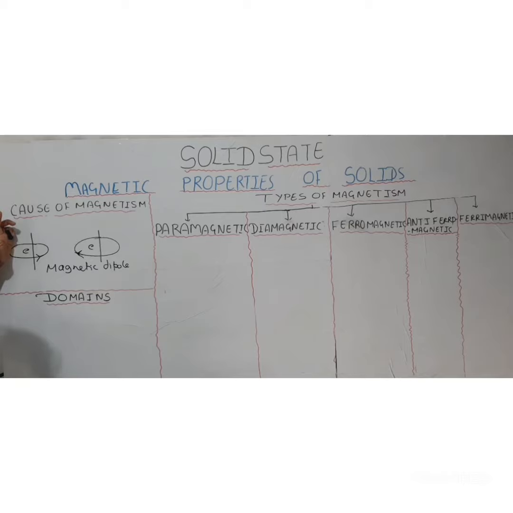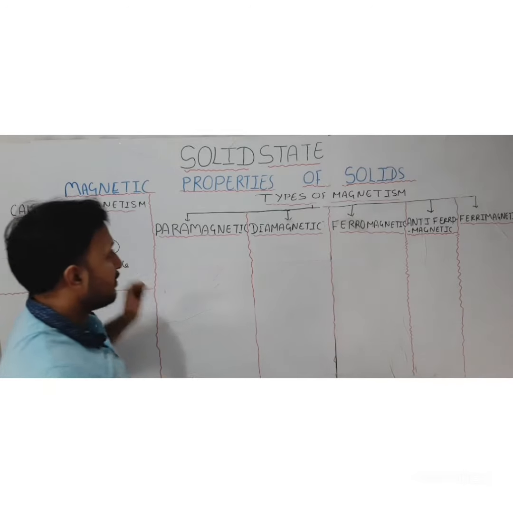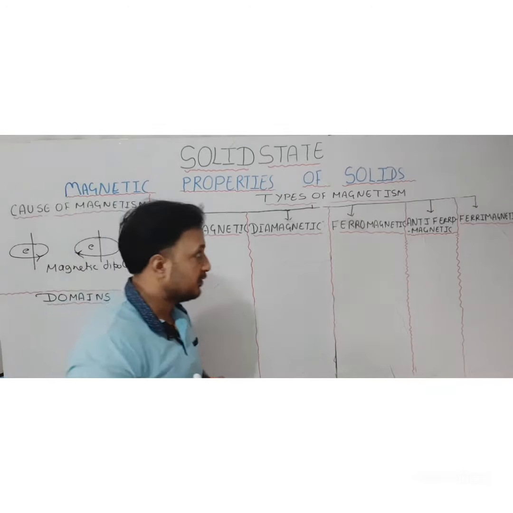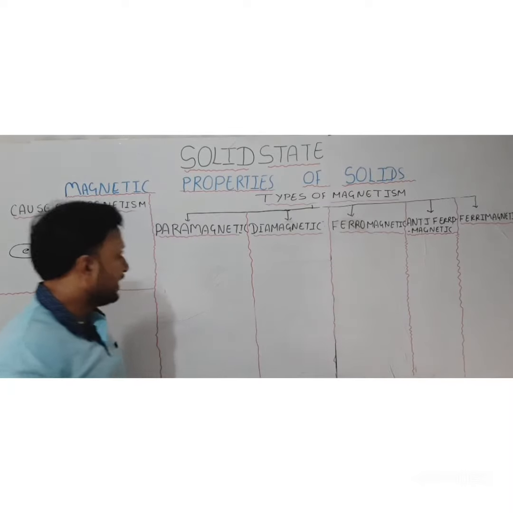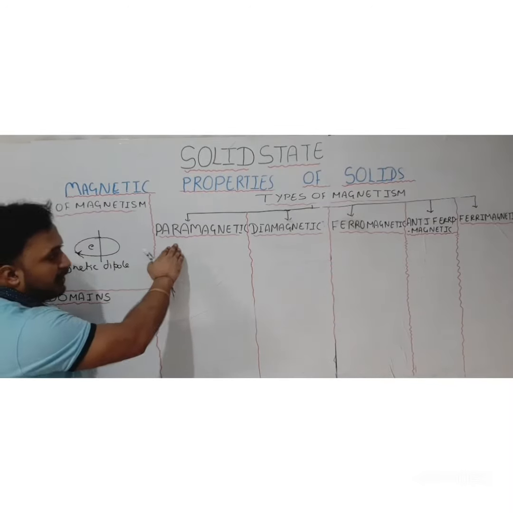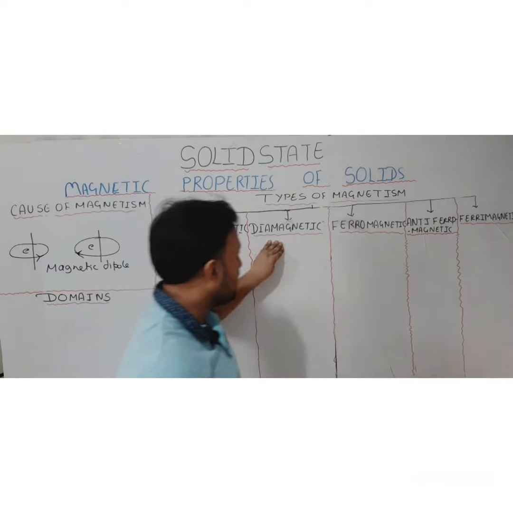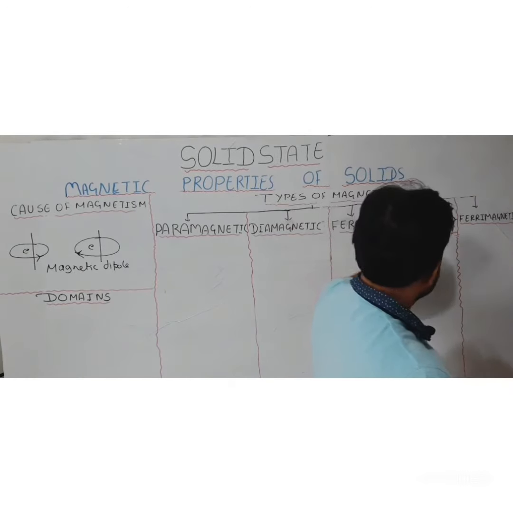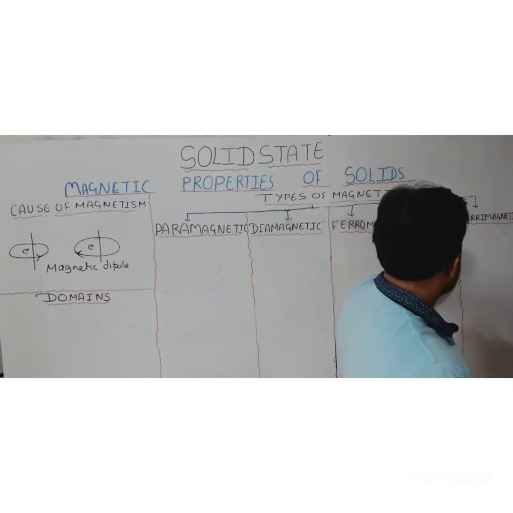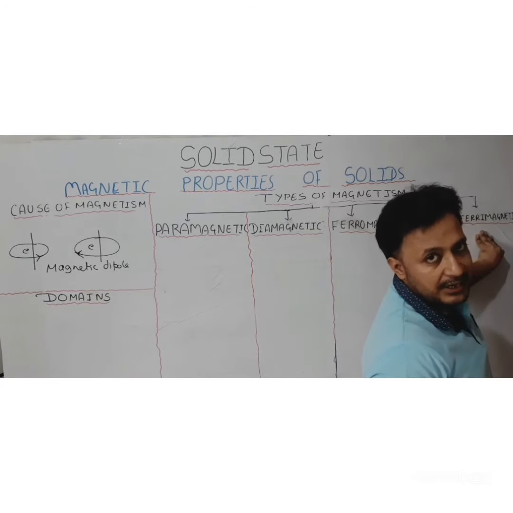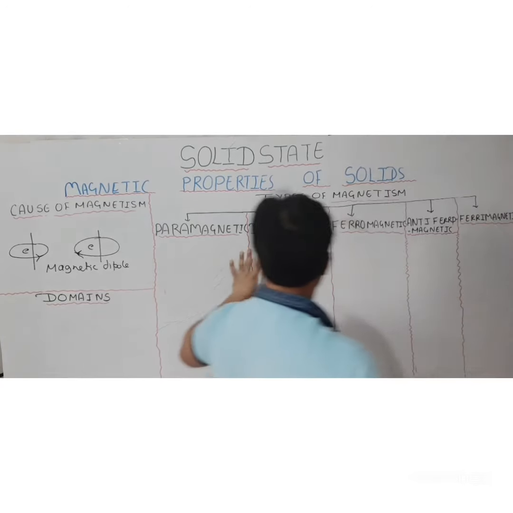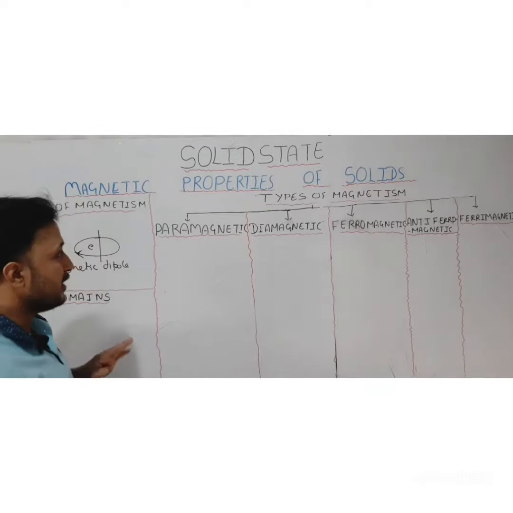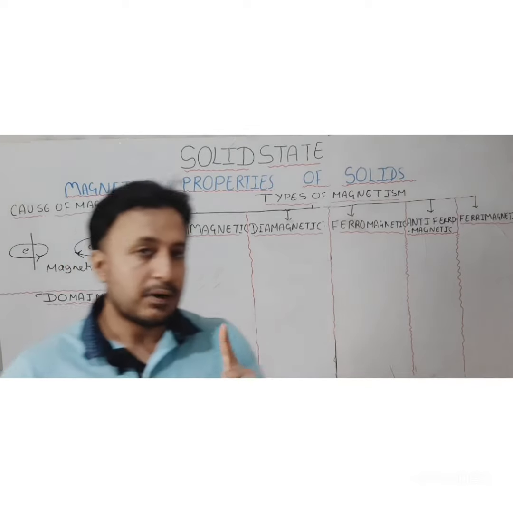Now, on the basis of the arrangement and the type of electrons present in different types of solids, we have different types of magnetic substances. First is paramagnetic, second is diamagnetic, third is ferromagnetic, fourth is anti-ferromagnetic, and last is ferrimagnetic substance. So these are basically 5 types of magnetic substances we have. We are going to discuss them one by one.